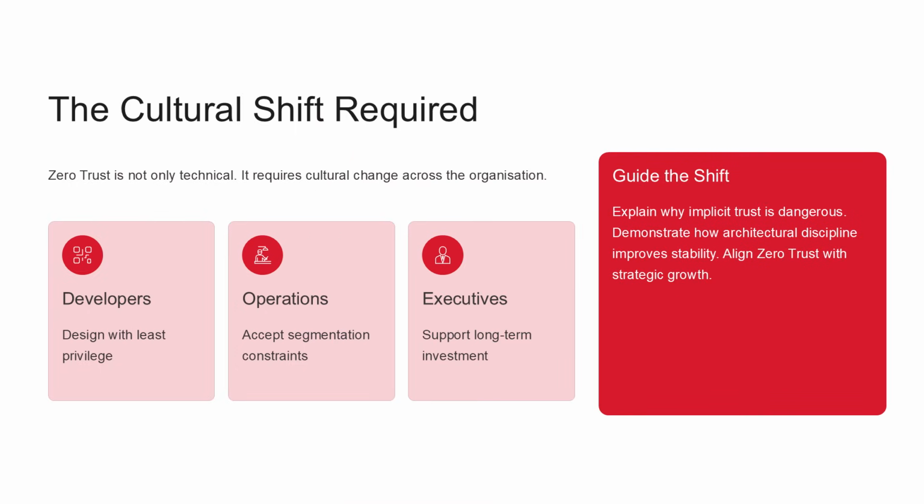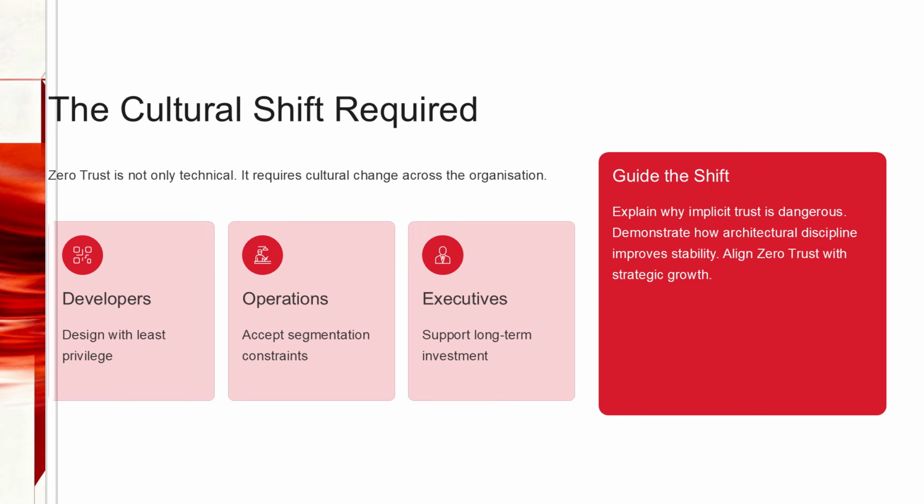Zero trust is not only technical, it requires cultural change. Developers must design with least privilege. Operations teams must accept segmentation constraints. Executives must support long-term roadmap investment. Resistance may occur because zero trust introduces friction initially, but long-term resilience depends on it. As an architect, you must guide this cultural shift. You must explain why implicit trust is dangerous. You must demonstrate how architectural discipline improves stability. You must align zero trust with strategic growth.